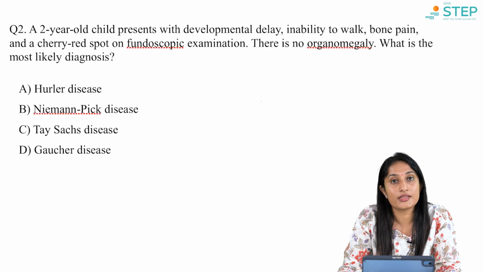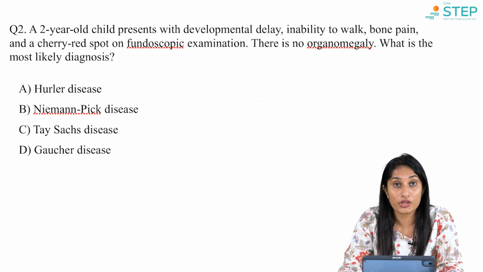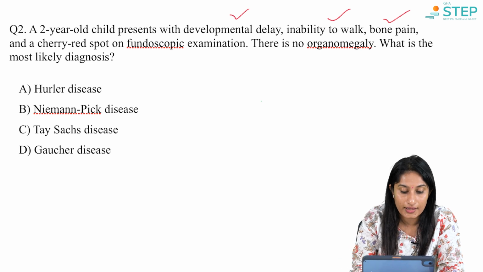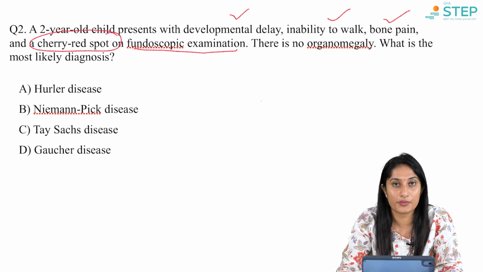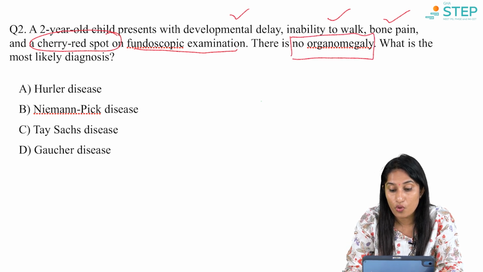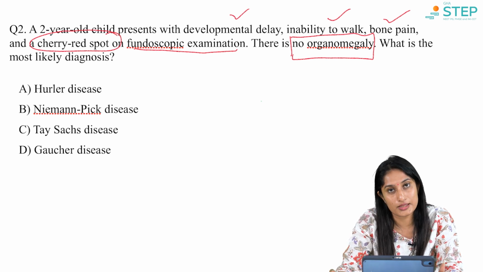Now, let's move on to question number 2. What do we have here? A 2-year-old child presents with developmental delay, inability to walk, bone pain, and a cherry red spot on fundoscopic examination. Now, there's a negative clinical feature that is given, that is, there is no organomegaly. That would mean there is no enlargement generally of the liver and the spleen.